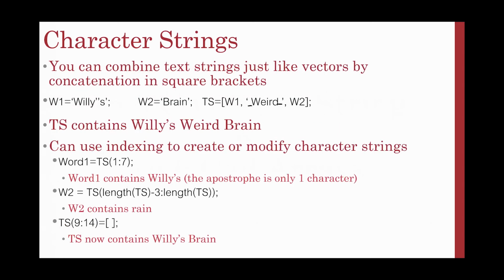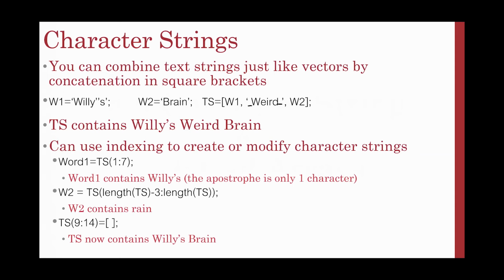You can combine text strings just like you would combine vectors, by concatenating them. So if I have a variable, say Willie's, and I have a variable two that says brain, I can create one that says Willie's weird brain by typing TS, my text string, is equal to open bracket W1, comma, and then I'm going to create a new word, which is weird. I'm actually going to put a space between my apostrophes and the word weird, comma, W2, so that would contain Willie's weird brain.